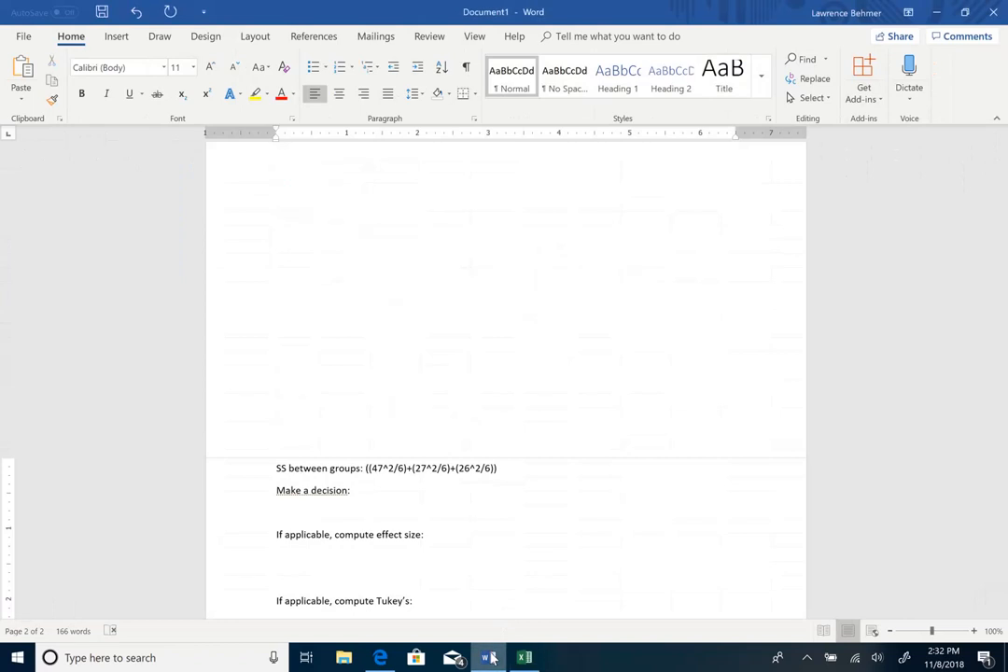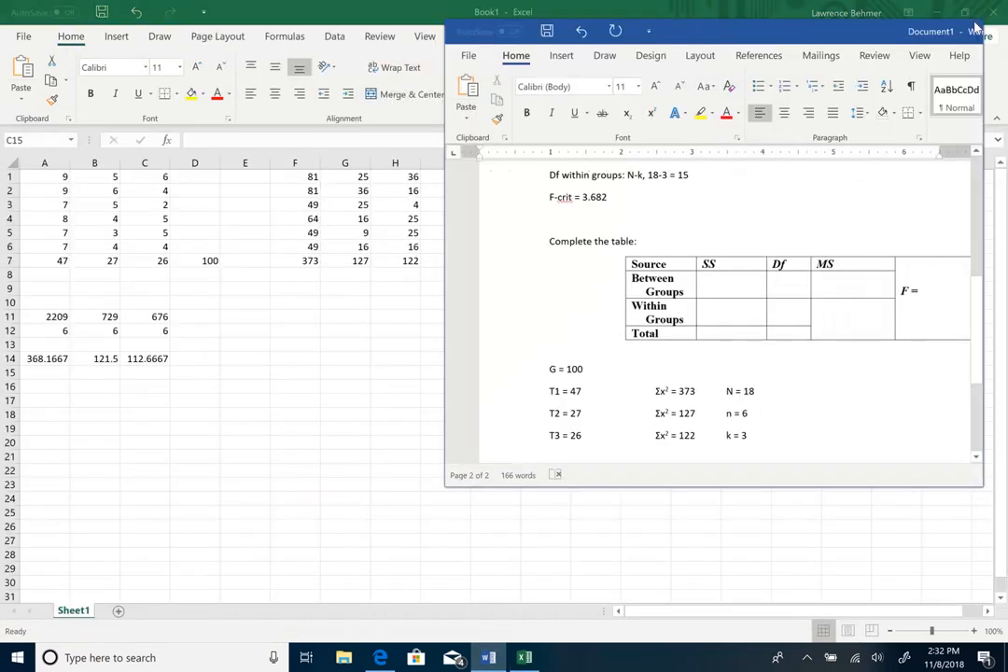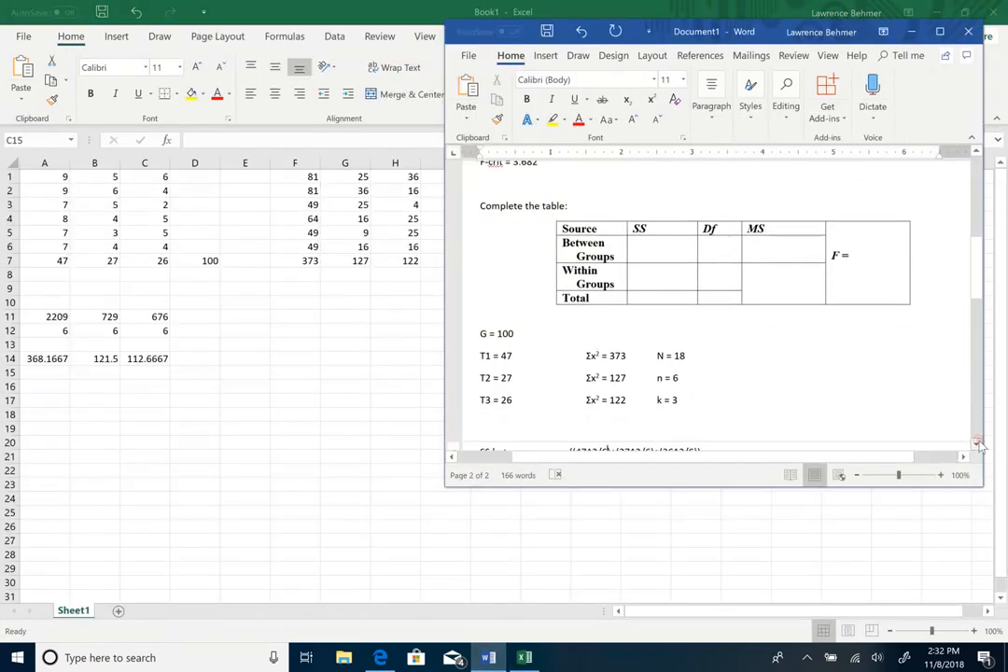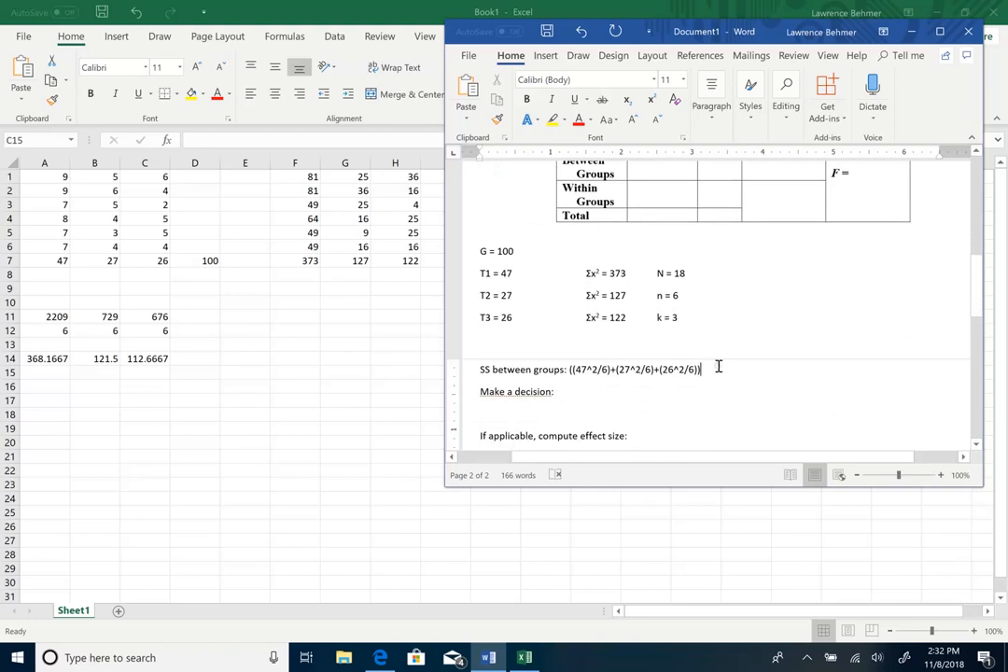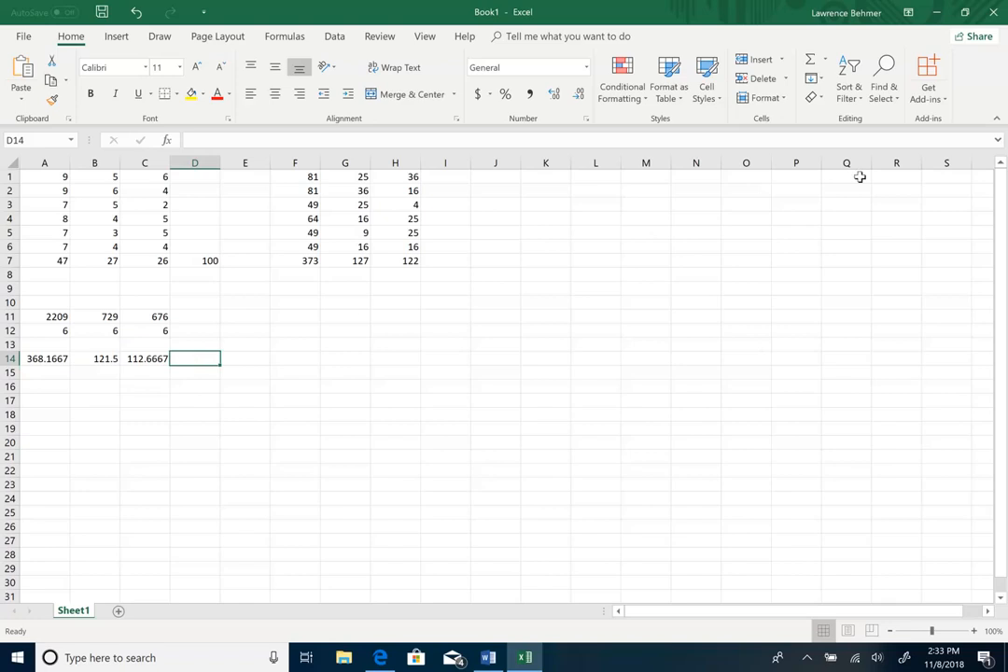And I think it's a good idea to show what's going on here if you're showing your work. So I'd say, okay, we're going to go 368.17, we'll round it to 0.17, plus 121.5 plus 112.67. And so now I just want to add those up. Now when I do that, I'll go ahead and round it to 602.33.